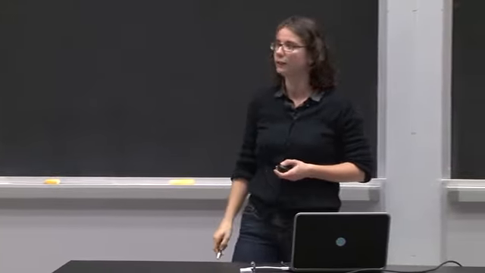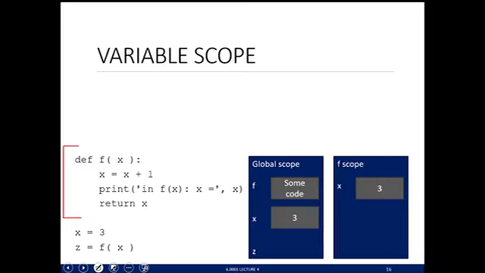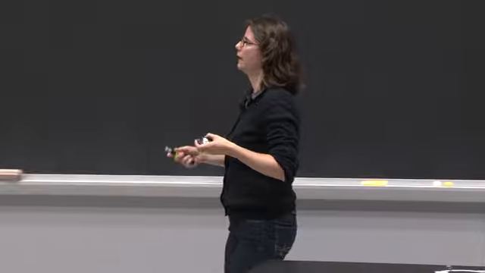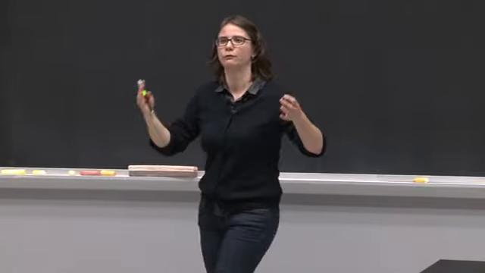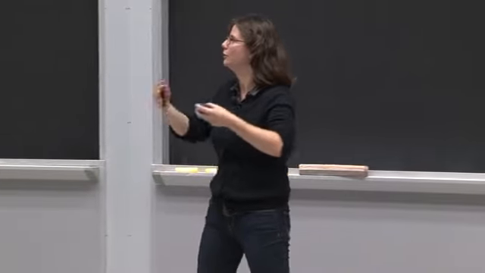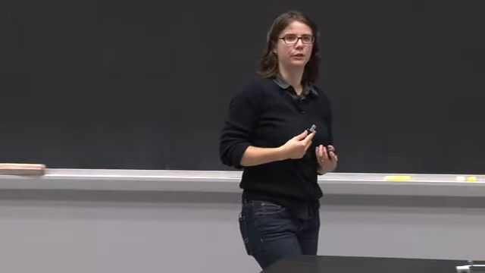Then you go on to the next line. x is equal to 3. So in the global scope, you now also have a variable x that is 3. And then the next line, z is equal to f of x, is a function call. As soon as you hit a function call, you create a new scope, a new environment. Okay? So we're temporarily leaving the global scope and sort of portaling into a new scope where we're going to try to figure out what this function is going to do and what it's going to return.